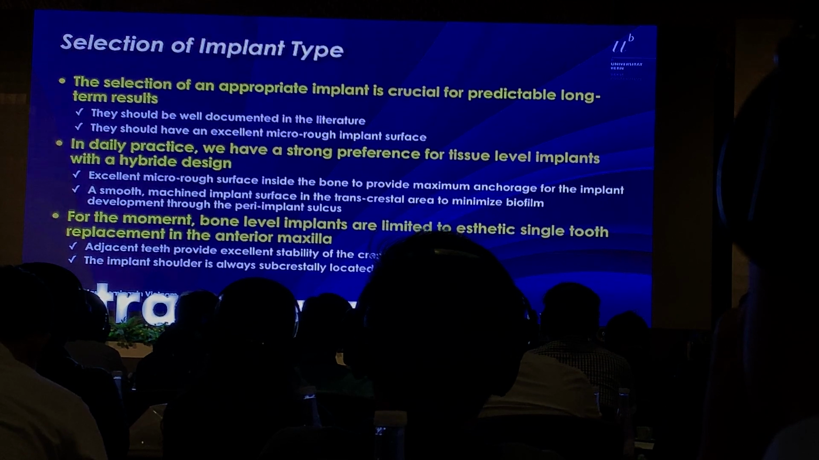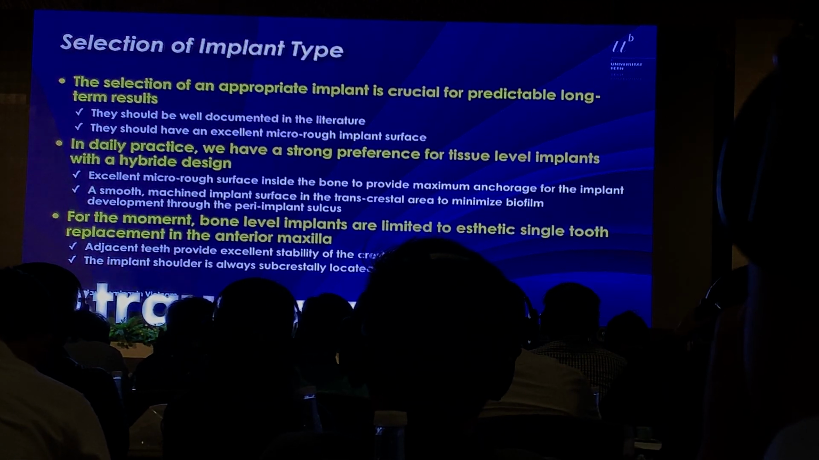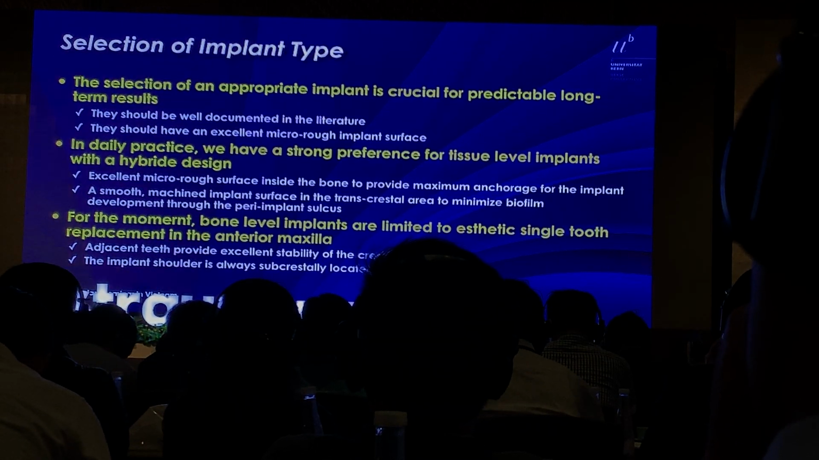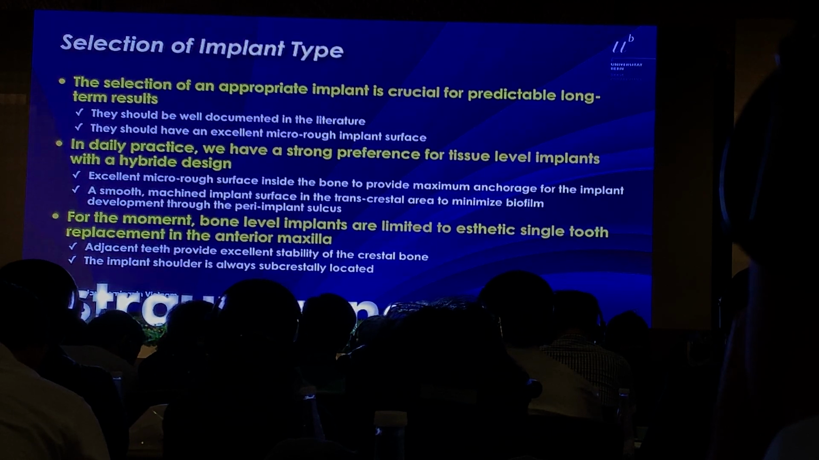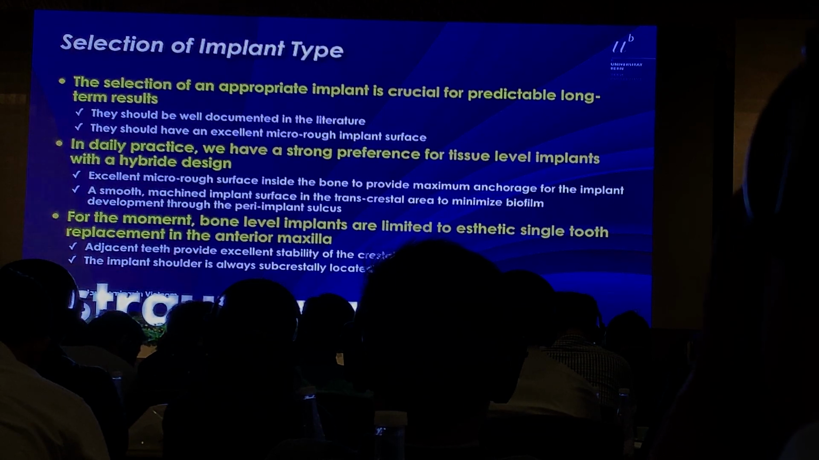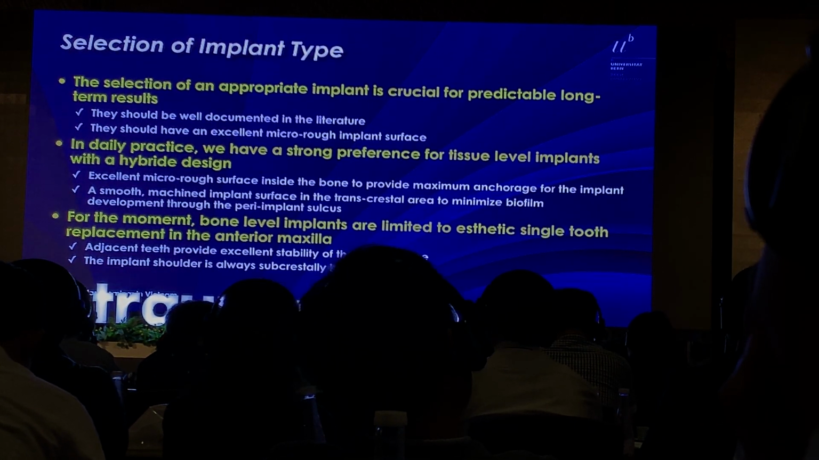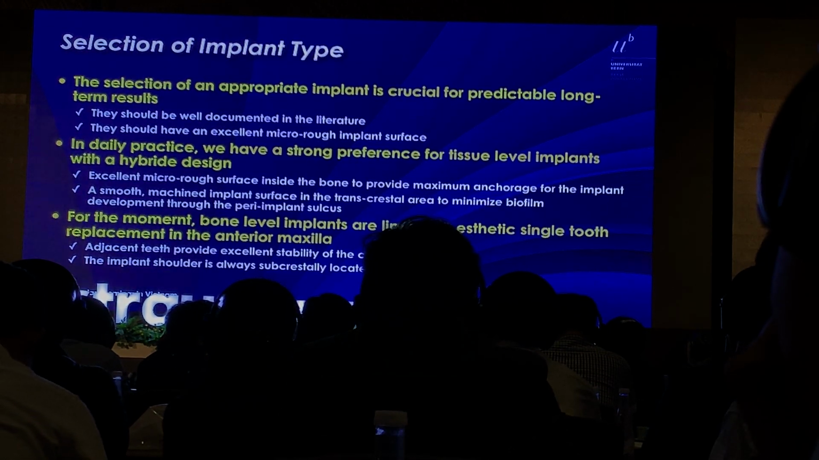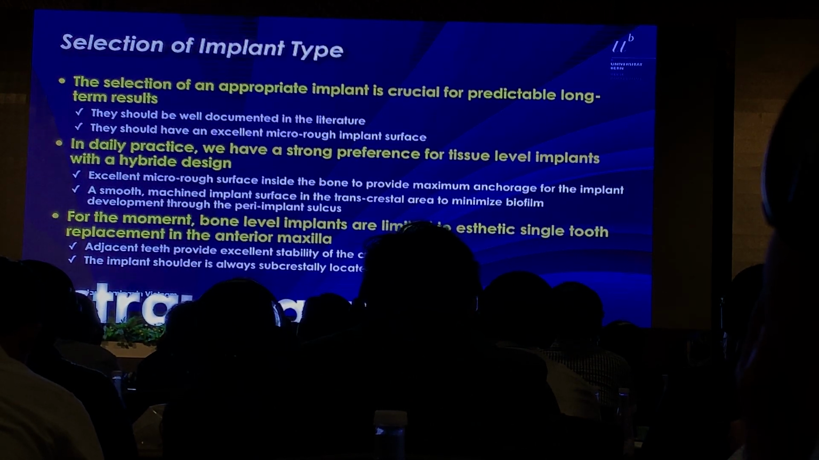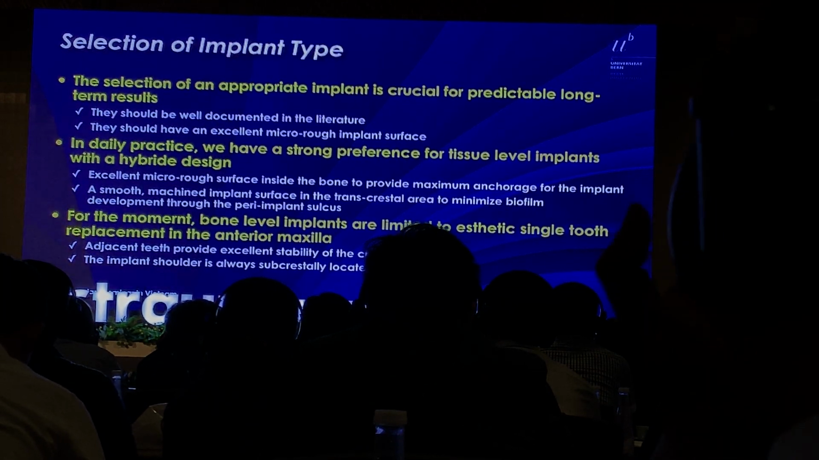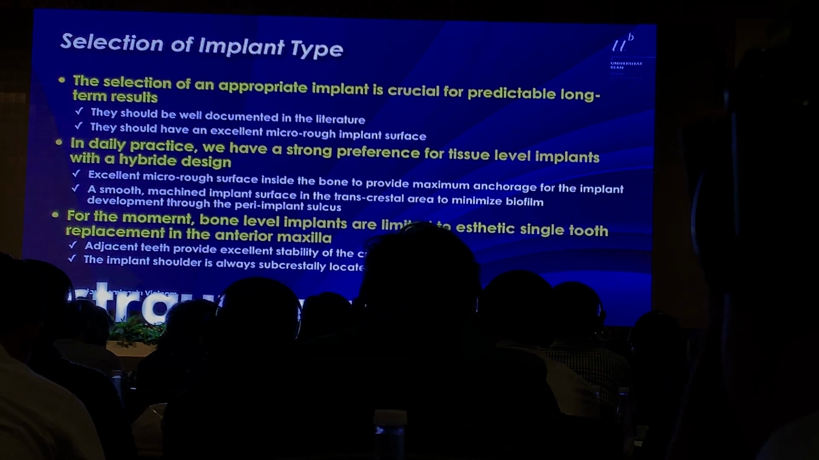Okay, they should have an excellent micrograph surface to improve the anchorage. Then we have a strong preference for tissue level implants in the bone because we have this hybrid design: machine neck, micrograph implant surface to anchor in the bone. Okay. And the bone level implants at the moment we limit to single tooth replacement. That might change when we get bone level implants with a machine neck, then we might increase the applications for that implant. So that's the future, we'll see. This will come.